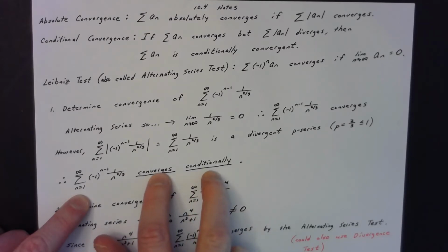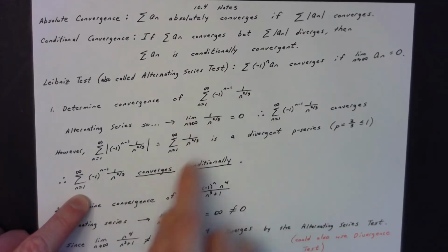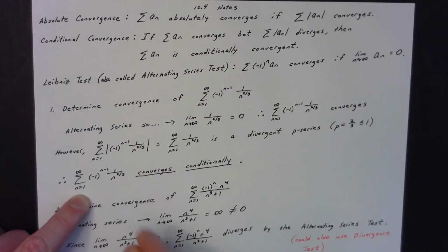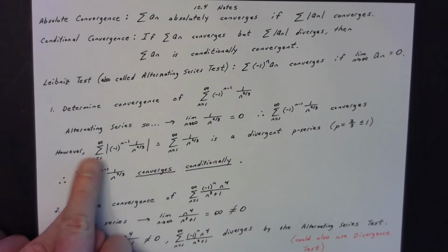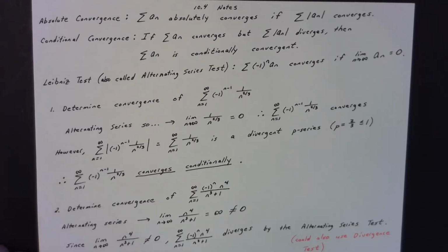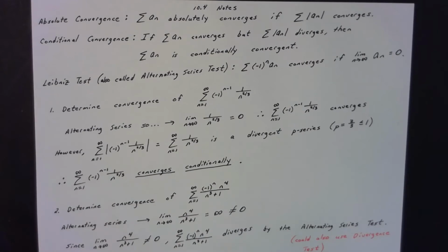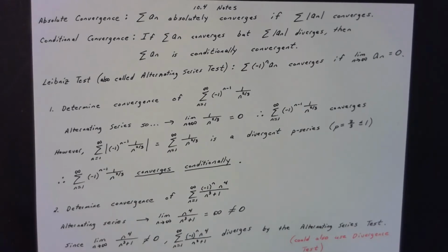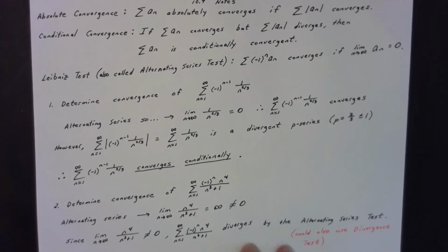The words converges conditionally, all that means is, yes, your alternating series does converge. But the only reason it converges is because of the alternating sign. If that alternating sign was not there, it would be a divergent series. So you say, well, okay, it's not a divergent series though, because the alternating sign is there. Therefore, we say this series conditionally converges or converges conditionally.